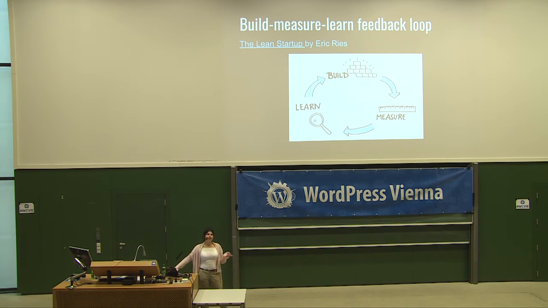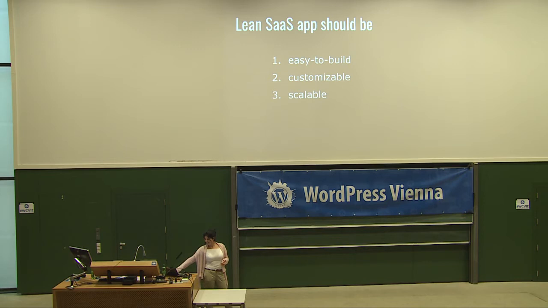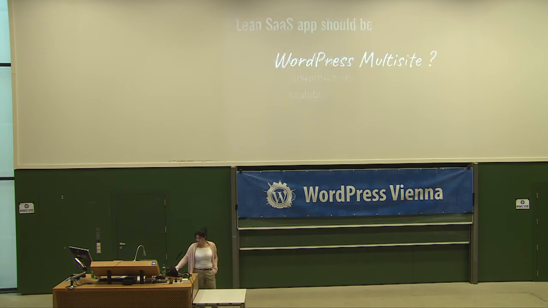The goal of lean startup methodology is to create and distribute the product the real customers want, not the product you think they want. So the question is, in order to deliver such kind of product, the development process should be, its application should be easy to build, it should be customizable, and it should be scalable. And the question is whether WordPress is the right system to do this.